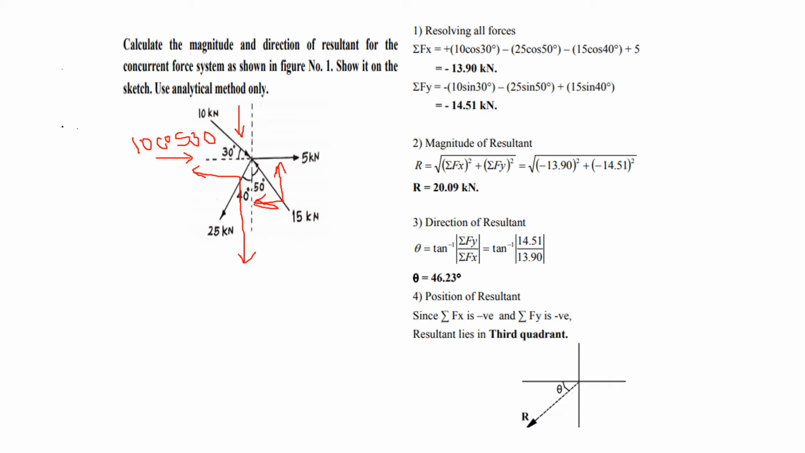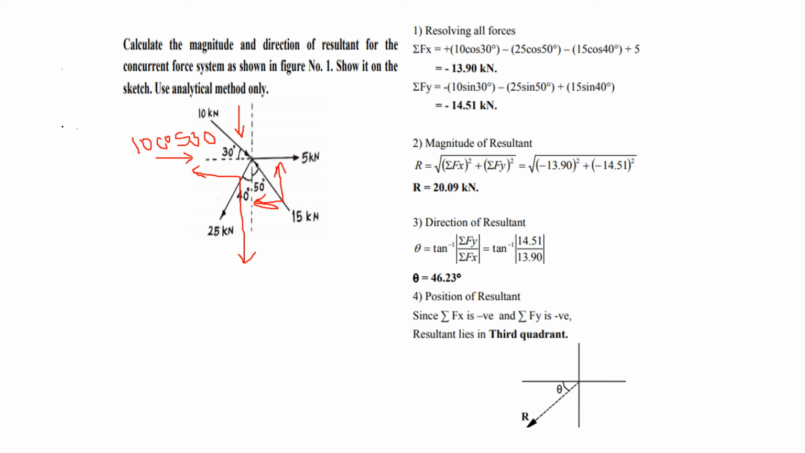For direction, we have to find the angle theta. Its formula is tan theta is equal to summation Fy upon summation Fx. But we have to find only theta, so tan goes to the other side, and the formula is theta is equal to tan inverse of summation Fy upon summation Fx. Putting the values of summation Fy and Fx, theta is 46.23 degrees.